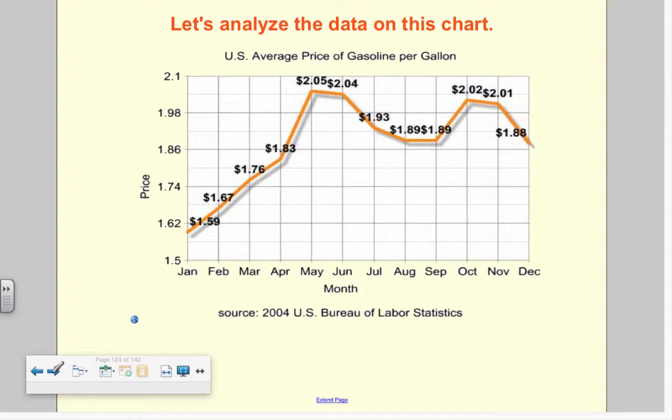Take a look. Here's just an example of a line graph. The time goes from January all the way to December. You are looking at the U.S. average price of gasoline per gallon. So we have the prices over on the left-hand side, and then the months at the bottom, and you can see the changes of the gasoline over time.